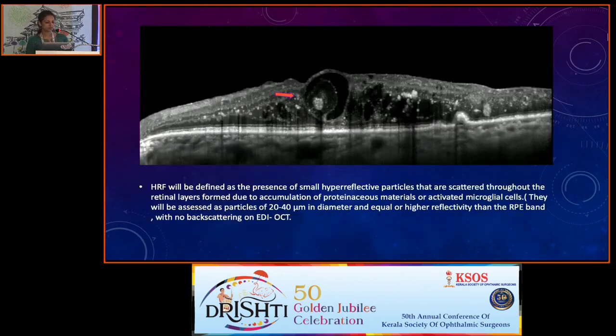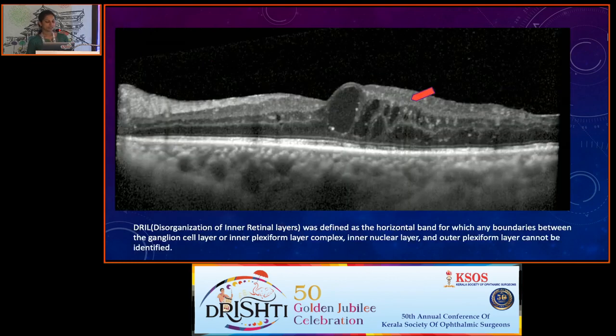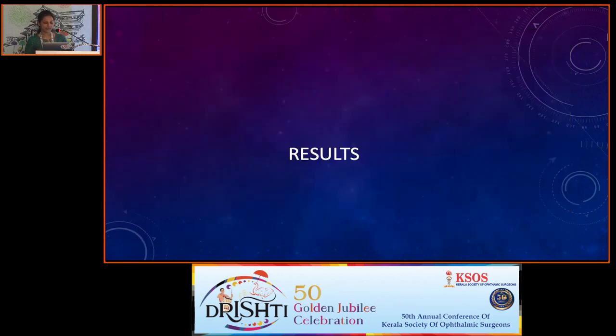the caliper tool. And hyperreflective foci are defined as the presence of small hyperreflective particles that are scattered throughout the retinal layers, which are formed due to the accumulation of proteinaceous material or activated microglial cells. And disorganization of inner retinal layers is defined as a horizontal band for which any boundaries between ganglion cell, inner plexiform layer, inner nuclear, outer plexiform cannot be identified.